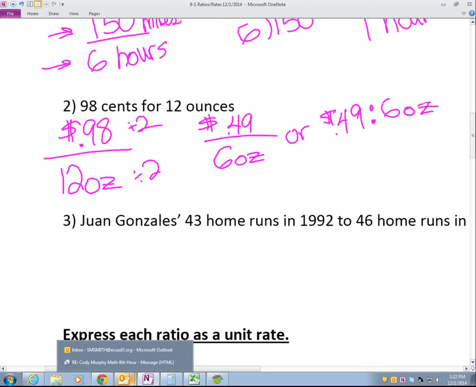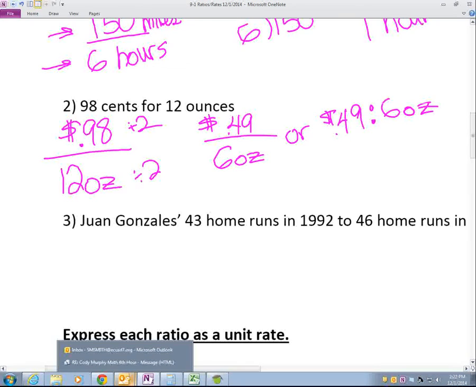Yes? Can we make it a mixed number of like 98 and 12? No, you cannot make it a mixed number. Good question, because it's not a fraction, it's a division problem. That would work, actually, for unit rates, though. That would be just fine. But with ratios and rates, no. Unit rates, yes. The question was, can they make it into a mixed number?